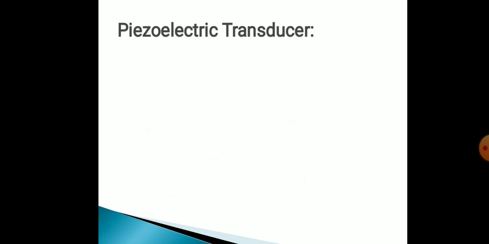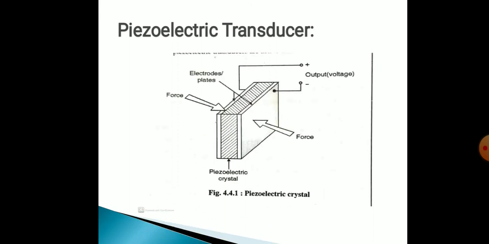Next is piezoelectric transducers. Pressure measurement by the piezoelectric effect: when a piece of a quartz crystal is subjected to a force, a voltage is induced across its opposite faces. This effect is known as the piezoelectric effect. The mechanical input produces electrical output. Such materials are called piezoelectric materials.